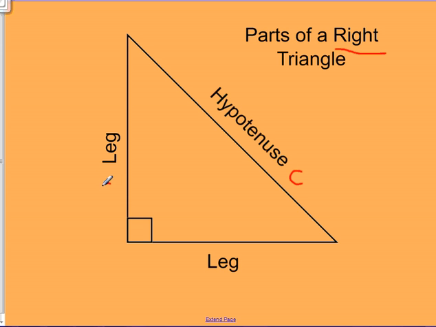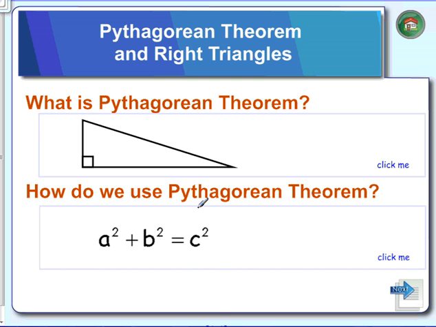And the legs are interchangeable. They're either A or B, but they could also be considered B and A. Those are interchangeable, but the hypotenuse is always C in our formula. Speaking of that formula, this is the Pythagorean theorem formula. It's a squared plus b squared equals c squared.